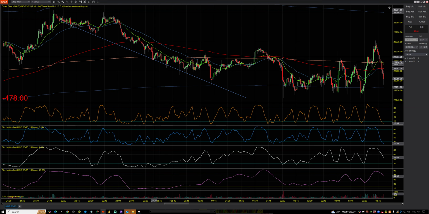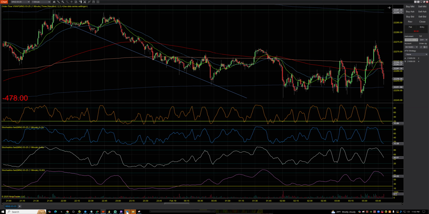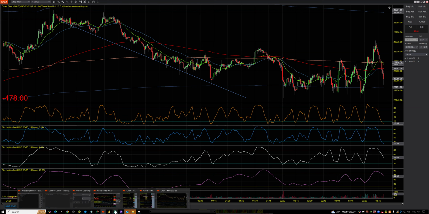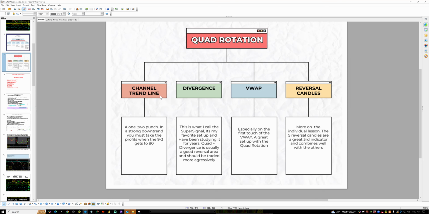So every time it comes down, when we talk about a quad rotation, you should only take a quad rotation. So I'm going to continue with the quad. Let me get my chart up here. With one of these setups, a quad rotation, all four stochastics have to be oversold, and then the price has to be either on a channel line or a trend line.